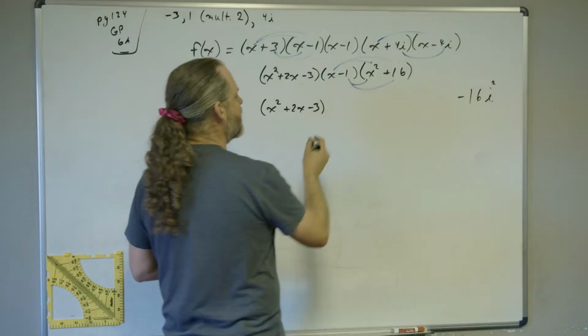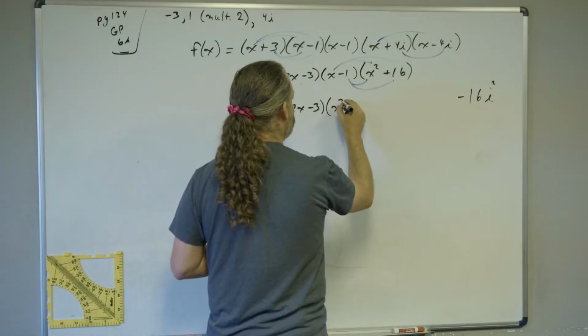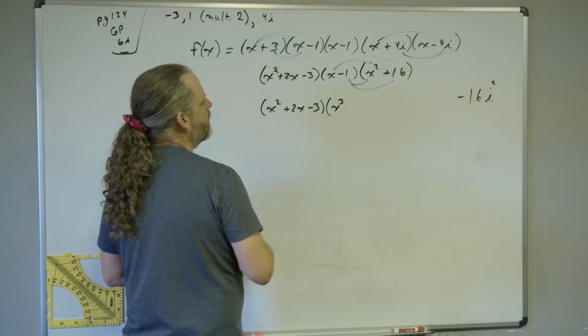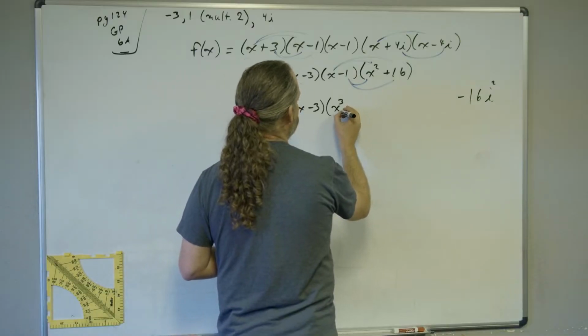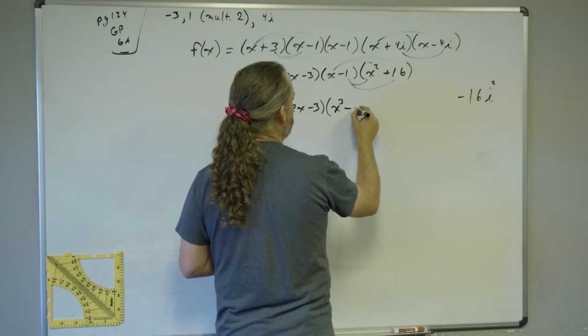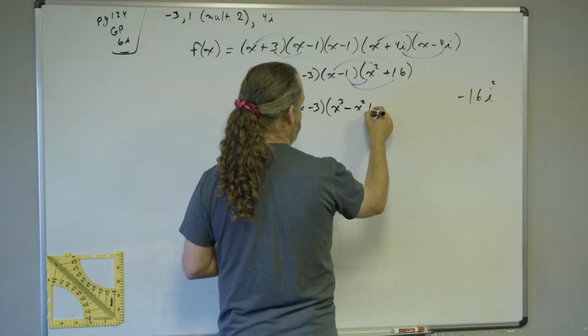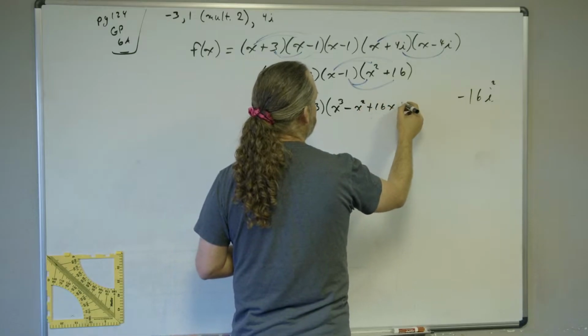So x times x squared is x cubed. Those aren't even going to combine. That's cute. 16x. I'm going to write it in descending order because that feels happy. Minus x squared plus 16x minus 16.